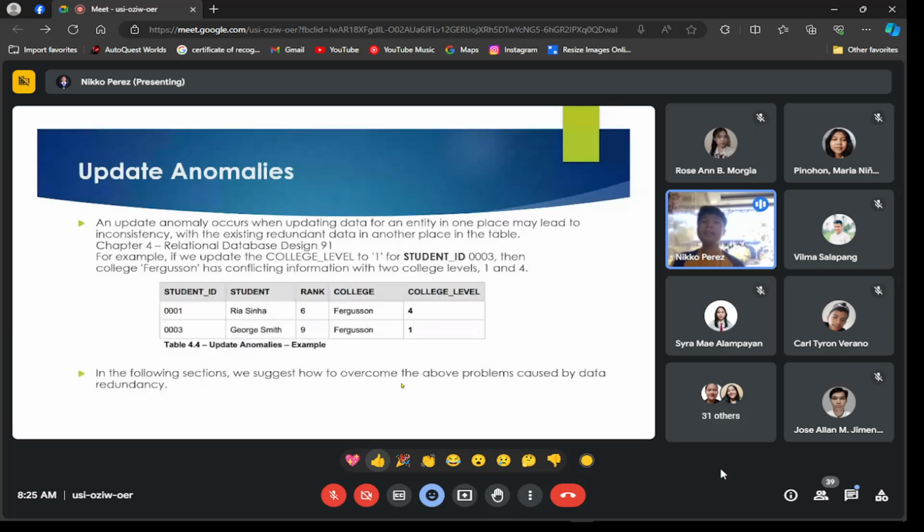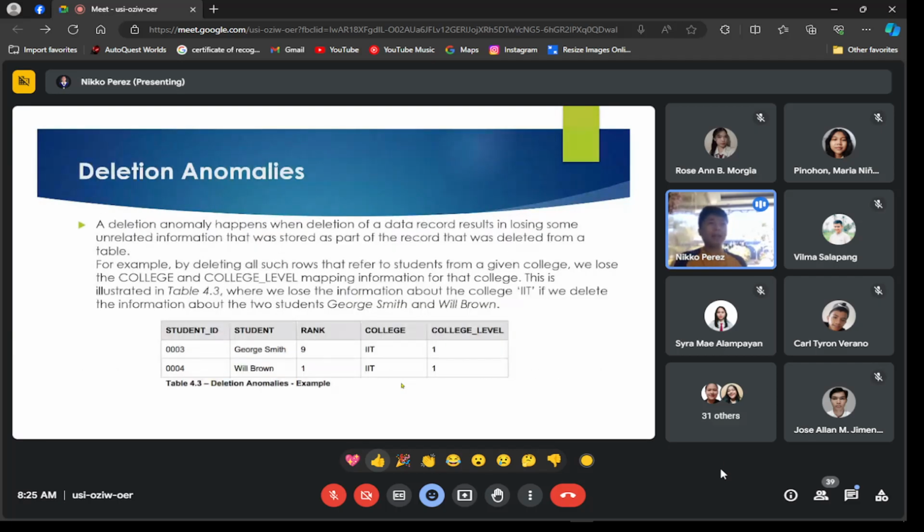No? Isa sa objective class when we design a proper database design or schema is that dapat dili ta mawad-an og data or dili mawala ang information nga very useful for interpretation. So same with this, we lose the information of the college and the college level upon deleting the two students, George Smith and Will Brown. So that's for the deletion anomaly. Insertion requires you to input additional unrelated data because it is part of the table. Deletion is you are missing or losing some data because you wanted to delete some point. No?